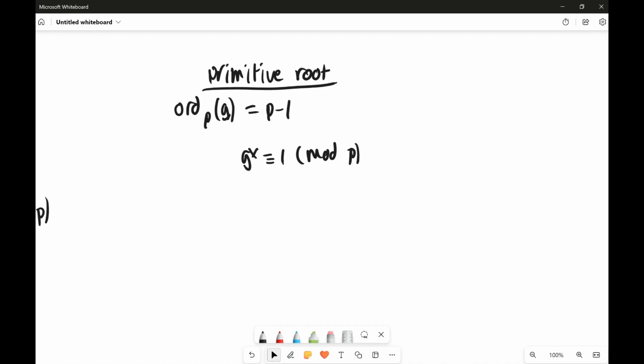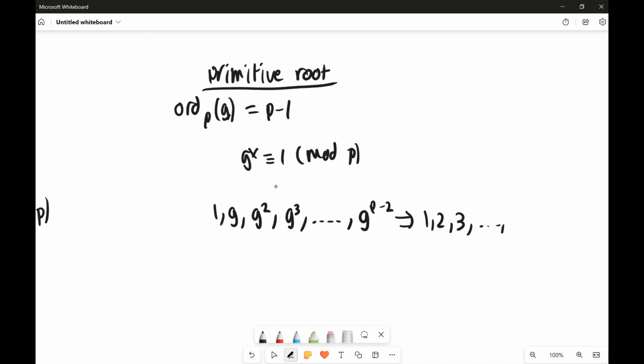And it turns out that a primitive root always exists. There always exists a primitive root g. And moreover, the sequence of numbers 1, g, g squared, g cubed, all the way to g to the power of p minus 2, when taken modulo p, is just the list 1, 2, 3, all the way to p minus 1 in some order.